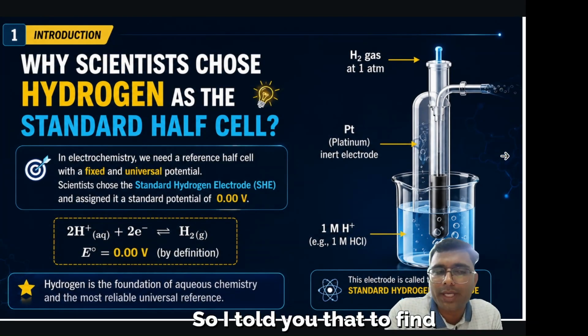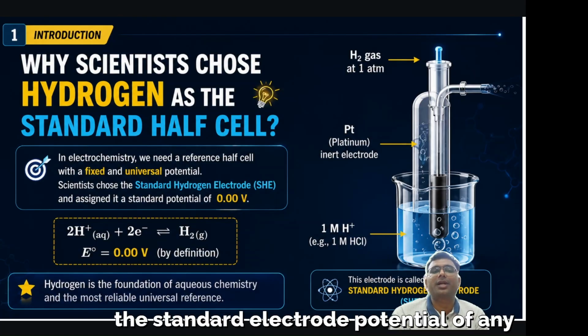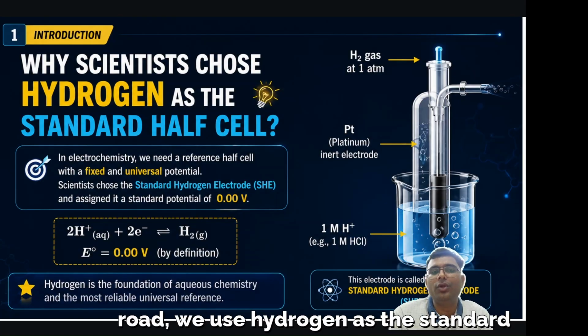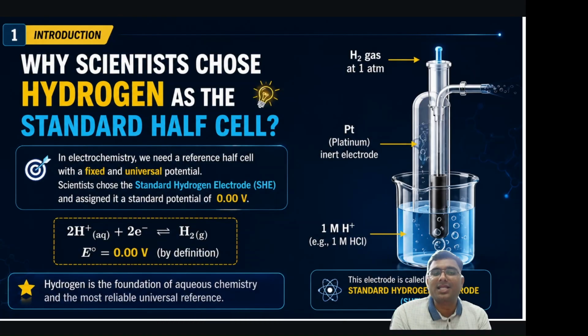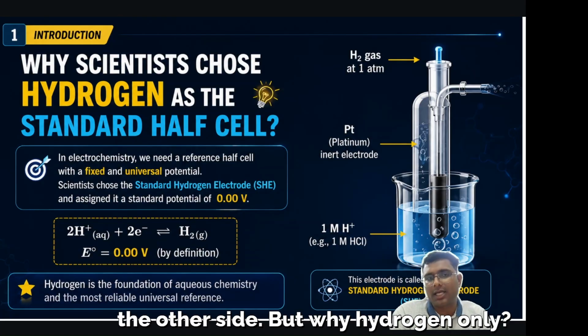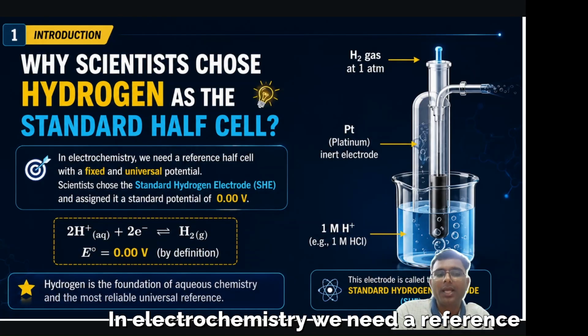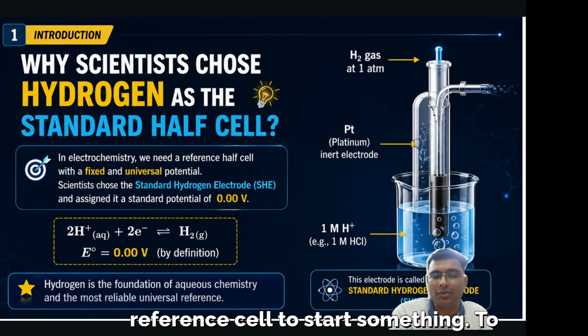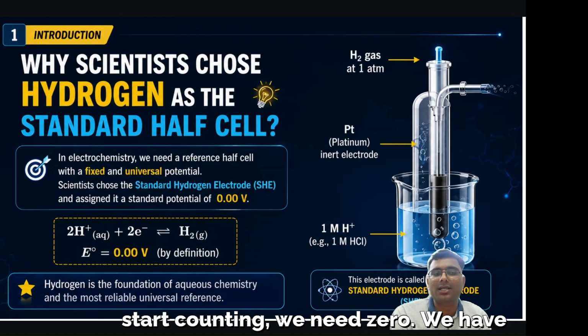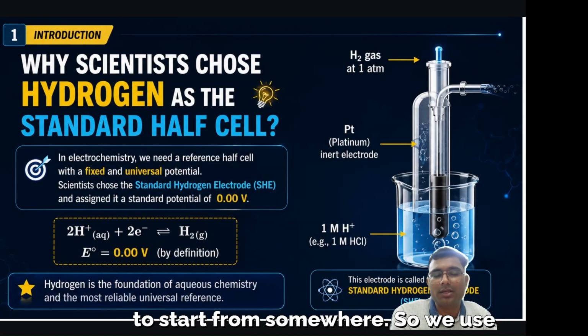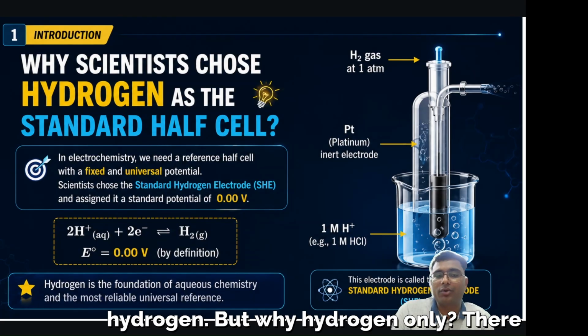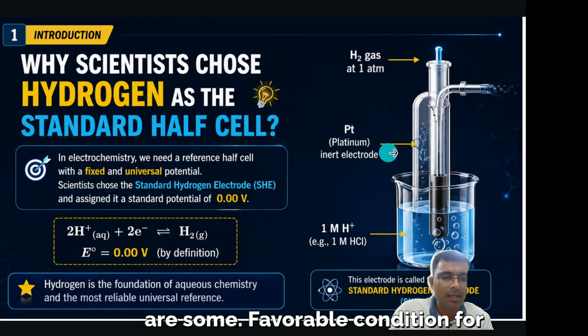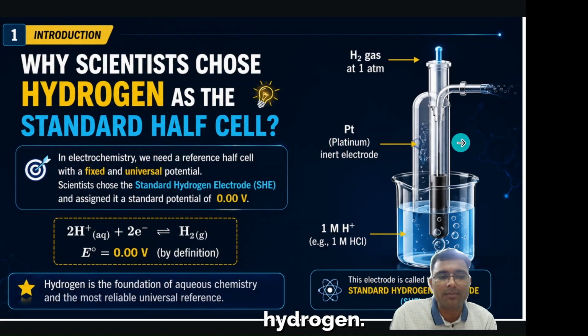I told you that to find the standard electrode potential of any rod, we use the standard hydrogen half cell on the other side. But why hydrogen only? In electrochemistry, we need a reference cell. I told you we need a reference cell to start something. To start counting, we need zero. We have to start from somewhere. So we use hydrogen. But why hydrogen only? There are some favorable conditions for hydrogen.